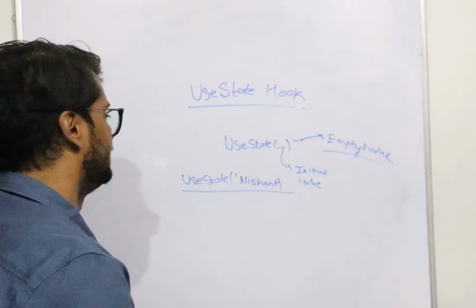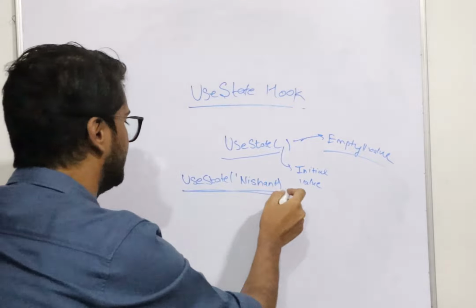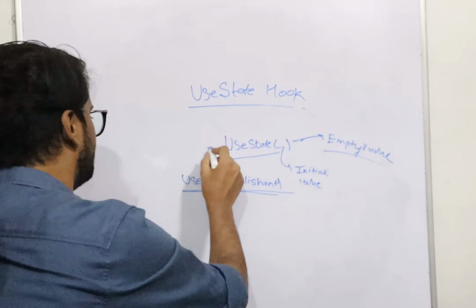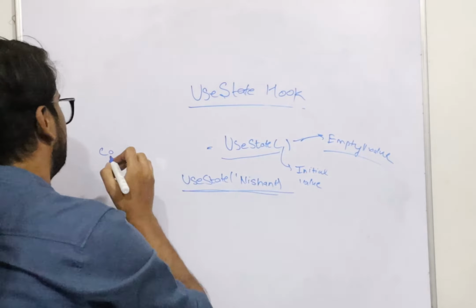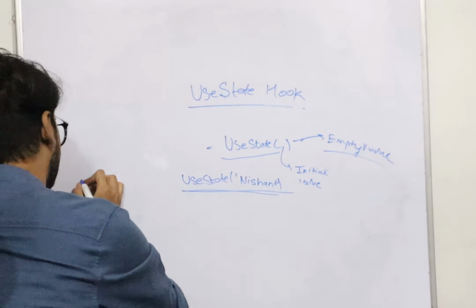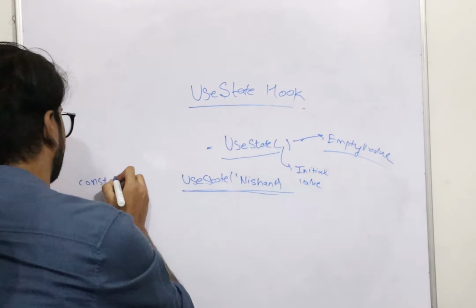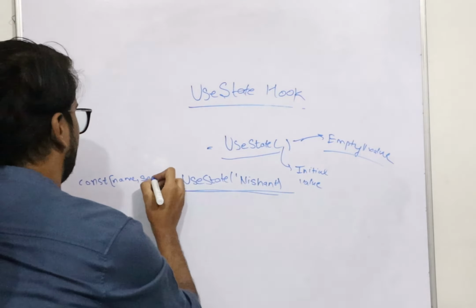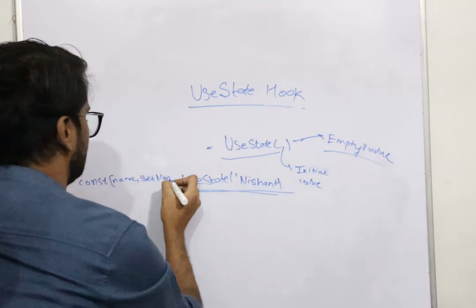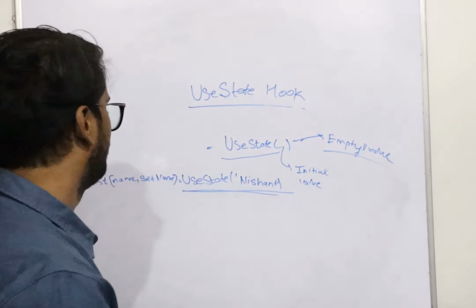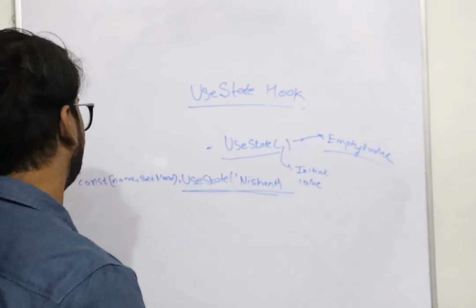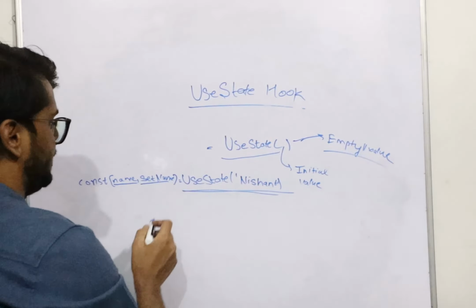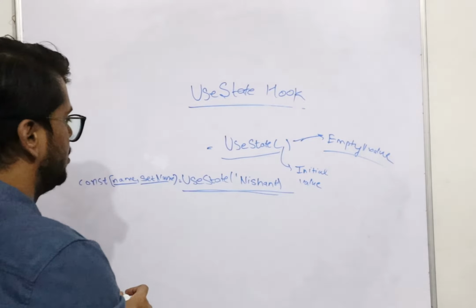But you might be thinking, how do we differentiate between them? This returns two things to us: the name of the state and one function to set it. So say we have name, and to set it we have a function called setName. I will jump into code and show you these things in some time. So this is the state name and this is the function to set it, and this is how we differentiate between them.